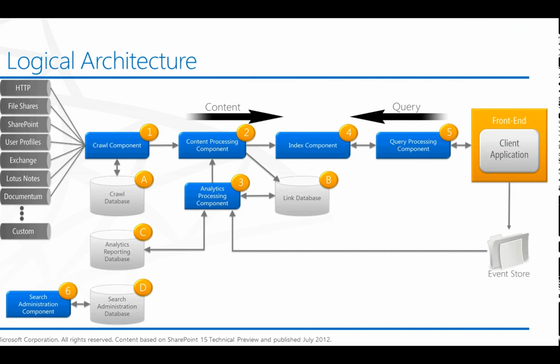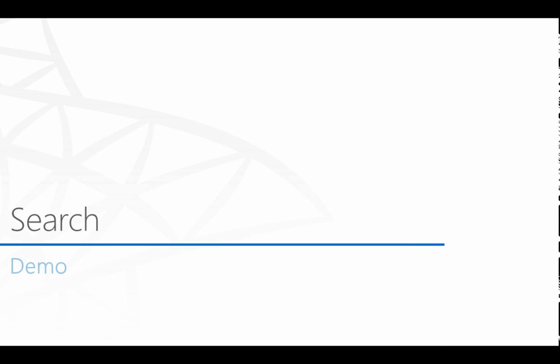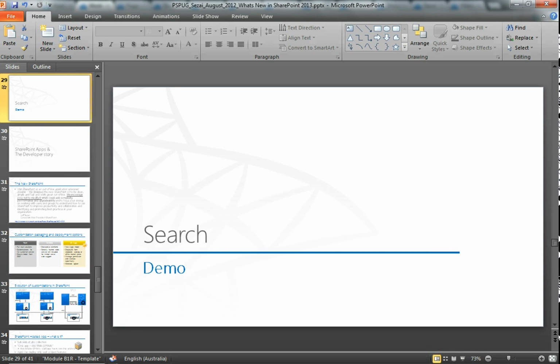Okay, so here's a high-level logical architecture, and you can see we've got this analytics processing component and a content processing component, and this architecture is very similar to FAST Search that we had in earlier versions. So onto a search demo.